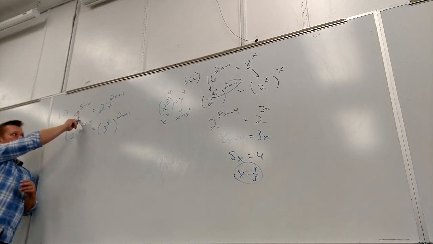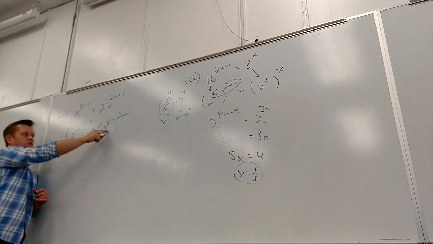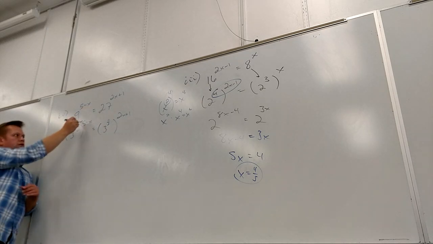All right, is everybody cool with this? So they both are based on 3. 9 is 3 squared. 27 is 3 cubed. And then I just put the power that's up there out there still. They're still there. How do I simplify this?